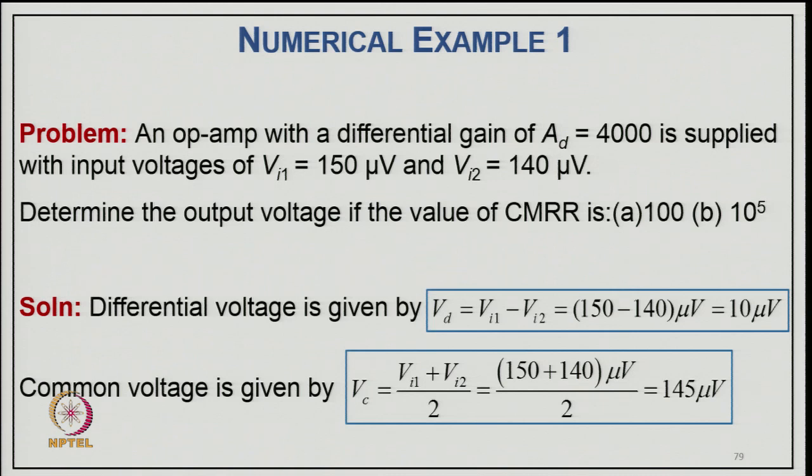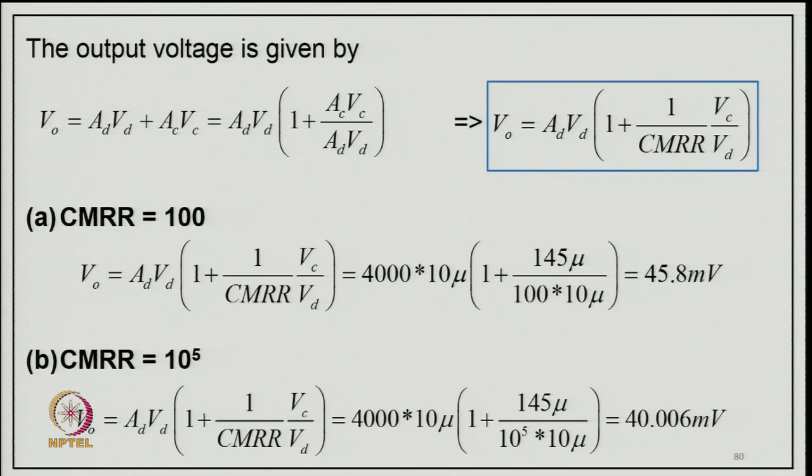So the differential voltage VD is the difference of these two inputs, 150 minus 140, that is 10 microvolt. And the common mode voltage, according to the definition, VC will be (VI1 plus VI2) by 2, which becomes 145 microvolt. Now the output voltage will be VO equal to AD VD plus AC VC, or AD VD times (1 plus AC VC divided by AD VD). If we define this in terms of CMRR, we can say VO equal to AD VD times (1 plus 1 upon CMRR times VC upon VD). That is the gain, which we call CMRR.